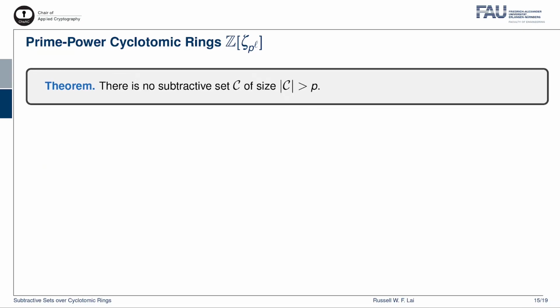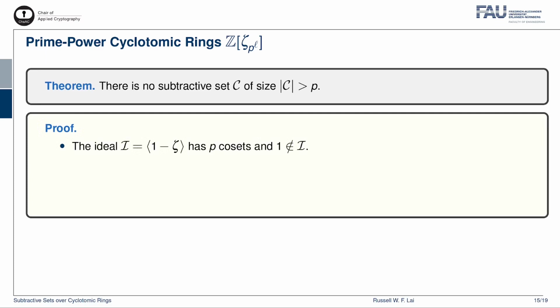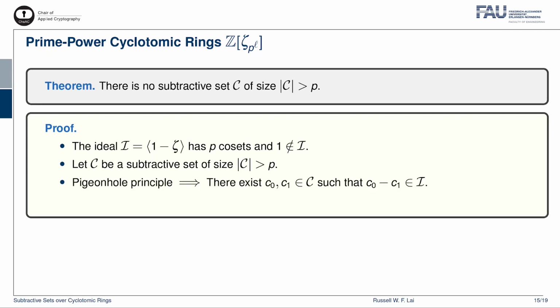On the negative side, we show that there is no subtractive set C of size strictly greater than p. To see this, we first realize that the ideal generated by 1 minus theta has p cosets, and the element 1 does not belong to this ideal. Suppose there exists a subtractive set C of size strictly greater than p. Then, by the pigeonhole principle, there must exist distinct c0 and c1 in the set C, such that the difference between c0 and c1 belongs to the ideal generated by 1 minus theta.